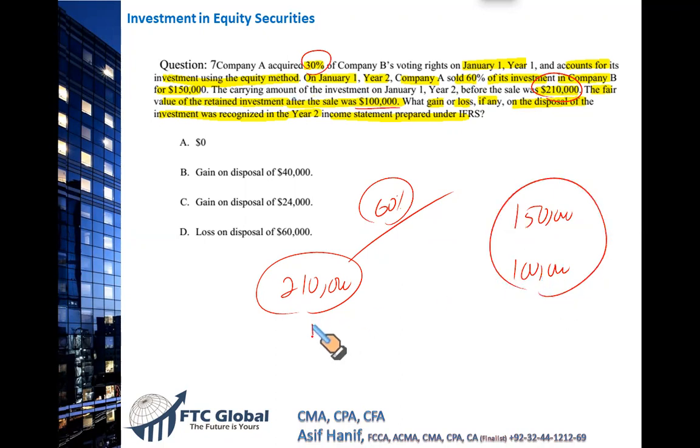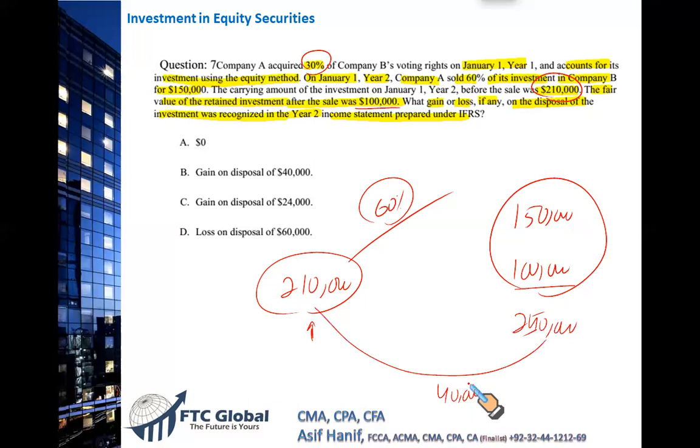If you compare these two, the opening value was 210. You sold some investment at 150. Still, the balance you have is $100,000. If you calculate the total, it's 240. It's 250. The gap between 210 and 250, this $40,000 basically represents your gain.